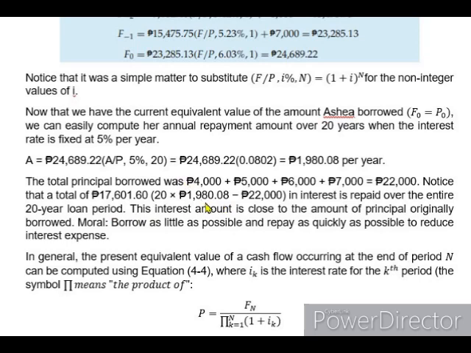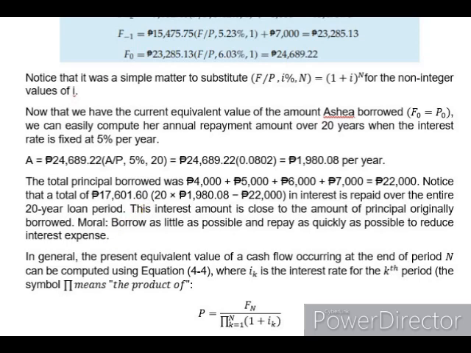So paano ba to nakuha? Kasi ito yung nakuha mong A, di ba? So pag minultiply mo lang, equal siya dito. Okay? Equal siya dito kasi ma-minus mo ng 22 eh. So mababayaran siya, guys. Okay? Kasi ito, equal siya dito sa 17,000. Okay? So, this interest amount is close to the amount of principal originally borrowed. So, malapit lang siya dun sa amount na original na nahiram.